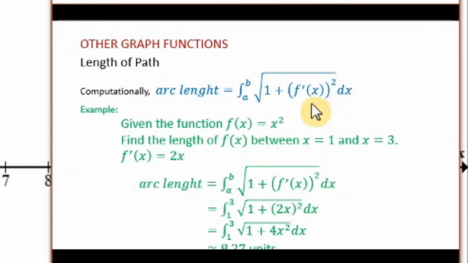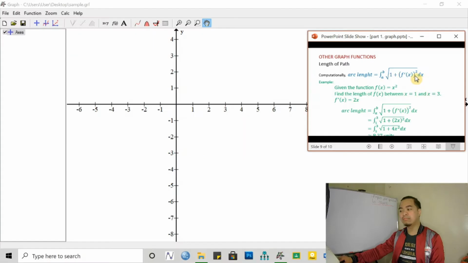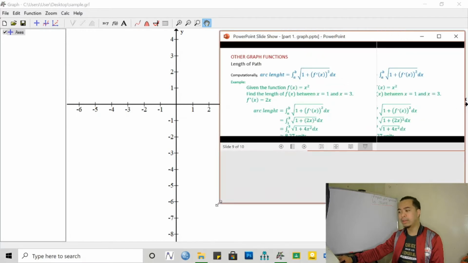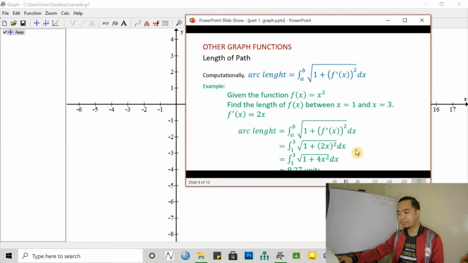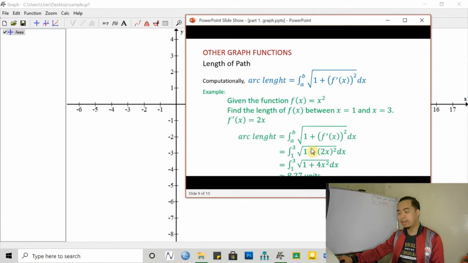F prime of x here is the derivative of the given function f of x. And we see that doing this one might be tedious and needs more time, and of course needs our knowledge on integration. So you need to know how to integrate 1 plus f prime of x quantity squared, and also you need to know how to differentiate functions. I have here an example. If you want to look at this, let me make it bigger. Here is an example of calculating the path from a given function on a specified interval.